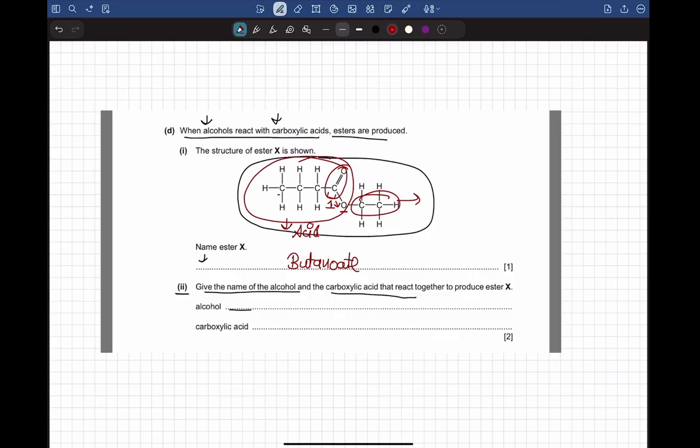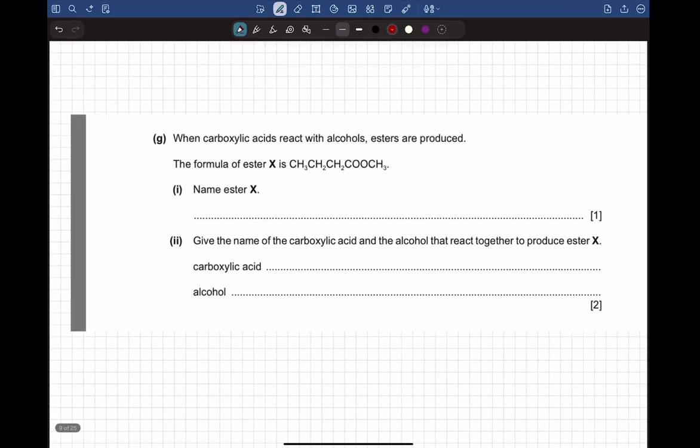What about these two carbons? These must be from the alcohol then. So ethanol will be the alcohol. But in the name, you will write it as ethyl. Now they're asking the alcohol. We have already identified this. Ethanol and butanoic acid. I'm hoping this makes sense.